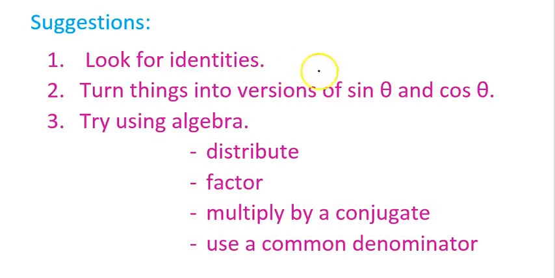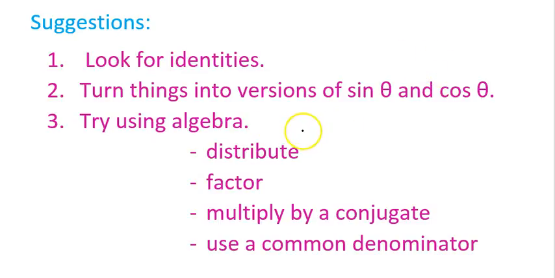If that doesn't work, usually, this is what I do, is I turn things into versions of sine and cosine. Because, as you know, everything on the unit circle we were able to come up with because we knew the sine and cosine. We can use those identities, the reciprocal identities and things, to turn everything into sine and cosine and see what we can do from there. See if that helps us out.